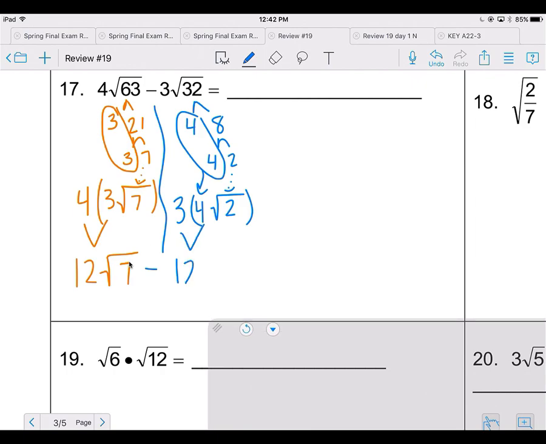3 times 4 is 12, and I have the square root of 2. Please notice I brought that negative sign down and put it here already. Some people are skipping that step, and it's going to mess you up if you have square roots. Now, I have the square root of 7, the square root of 2. Those are not the same square roots, so there's nothing further I can do to this problem. But it would be wrong if you did not simplify this problem at all.